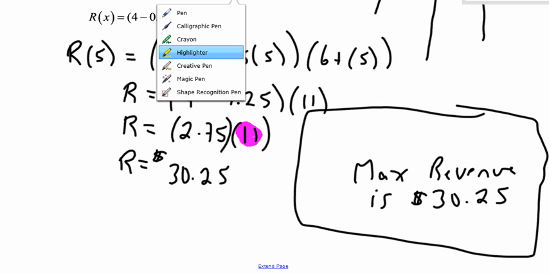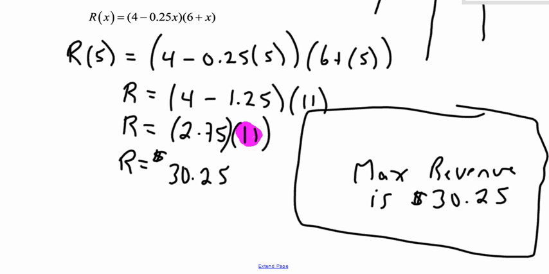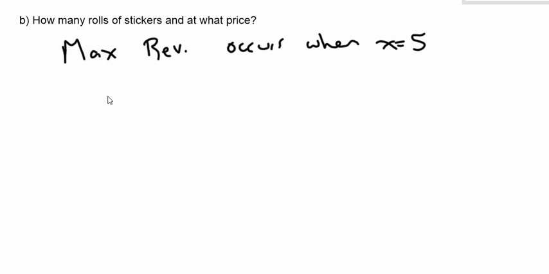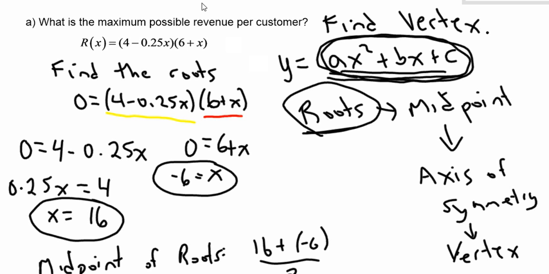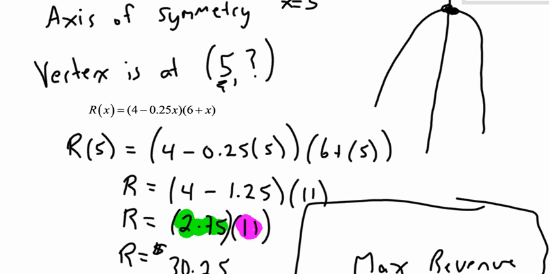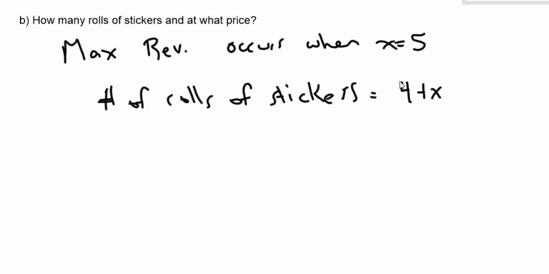That's 11. And the price would be $2.75. Number of rolls of stickers, and I'll just show the math again here. So that would be 4 plus x. Nope, hold on. Just confused myself a little. 6 plus x. Yeah, it didn't seem right. That would be 6 plus x.